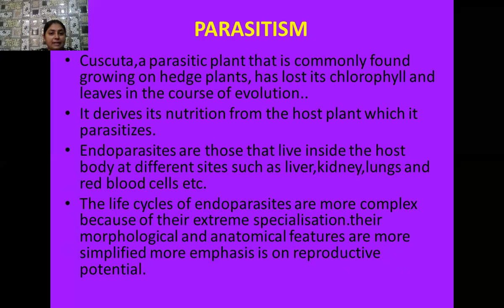The next are endoparasites. These endoparasites are those animals that actually enter into the body of the host organism and start living at different sites and different organs of the host organism. It may be liver, kidney, lungs, red blood cells, etc. The life cycle of these endoparasites is quite complex because of their extreme specializations. Their morphological as well as anatomical features are more simplified and more emphasis is on the reproductive potential. That means they have high reproductive potential.